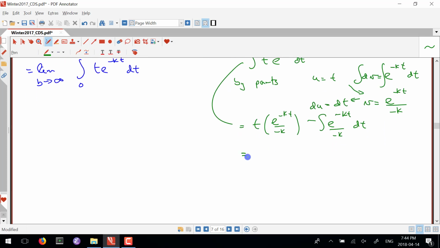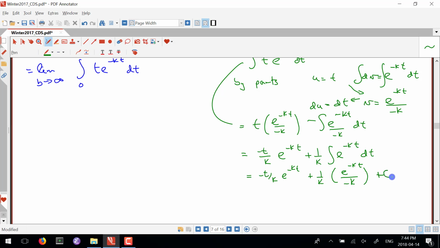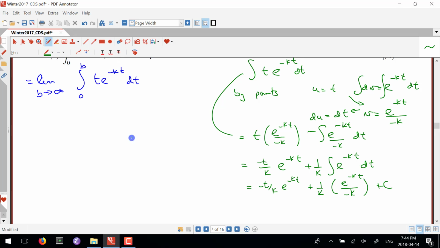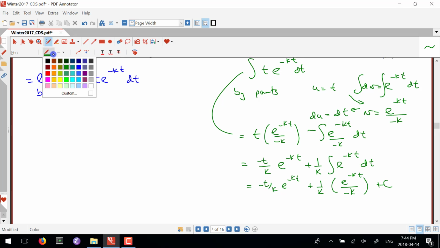And if we have that, we can take it one step further. Let's call this negative t over k e to the minus kt, just reorganizing that term. And we get a double negative here, so plus 1 over k, then our integral of our exponential. And one last line. We have 1 over k already. If we integrate this, we're going to get the same exponential back, but divided by another negative k, plus a constant.